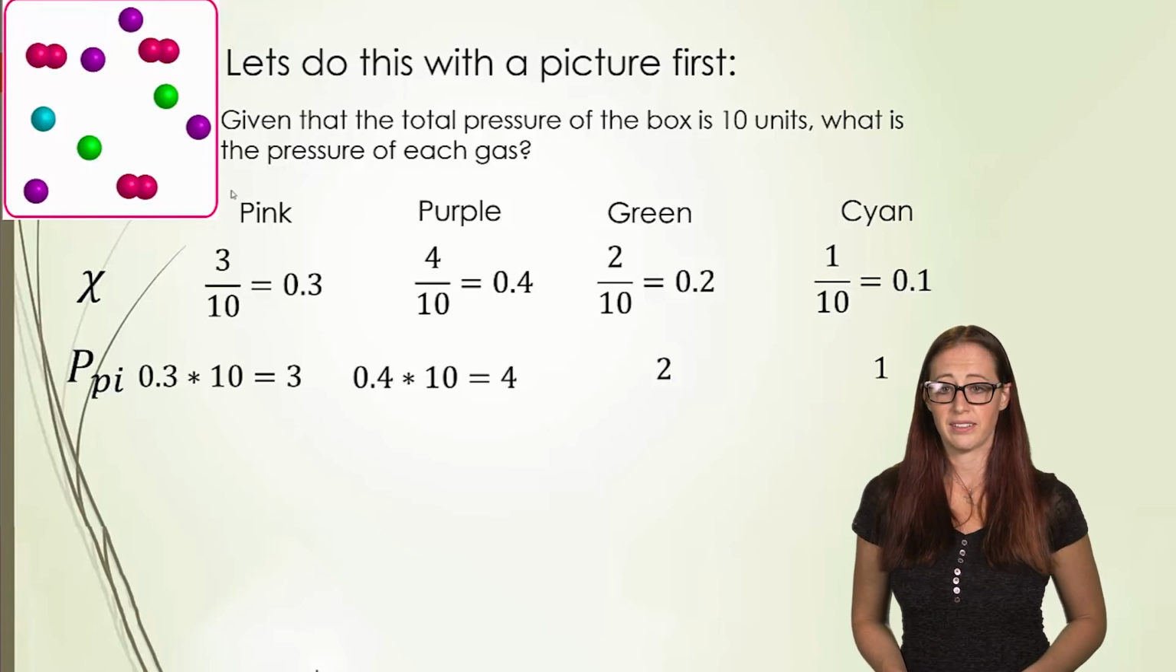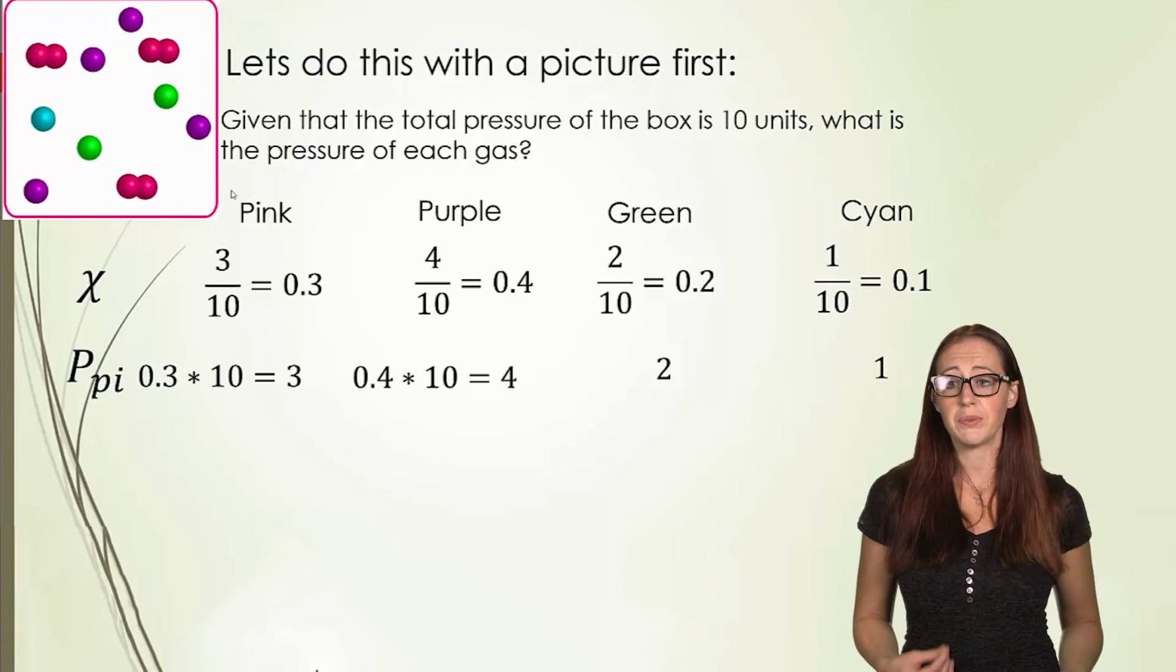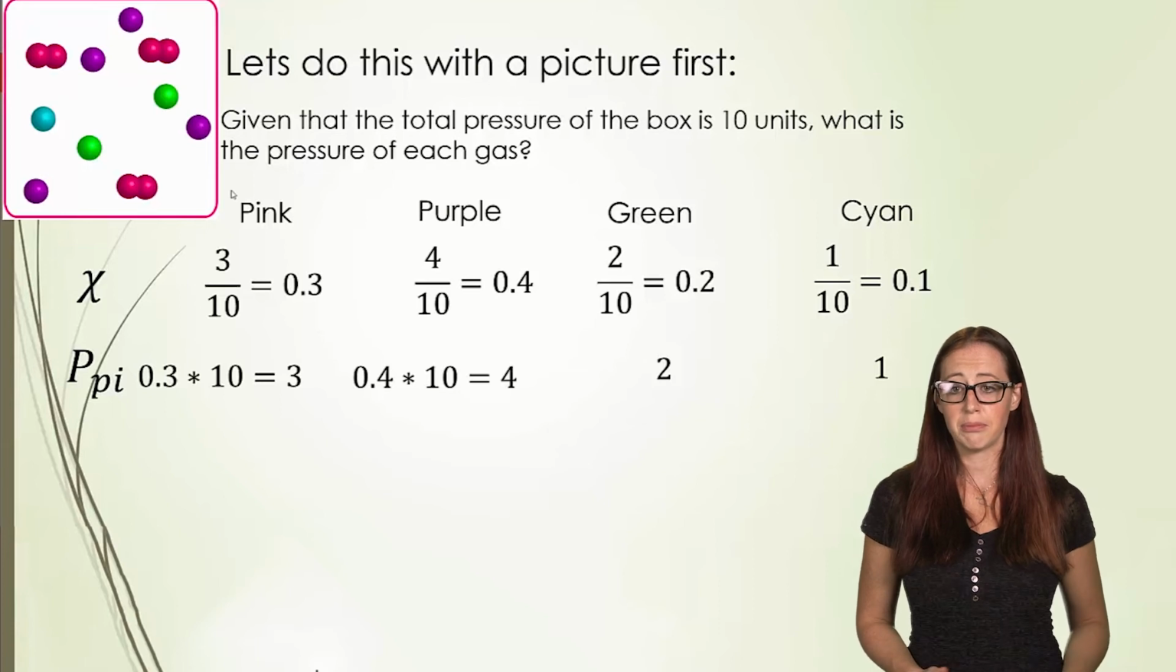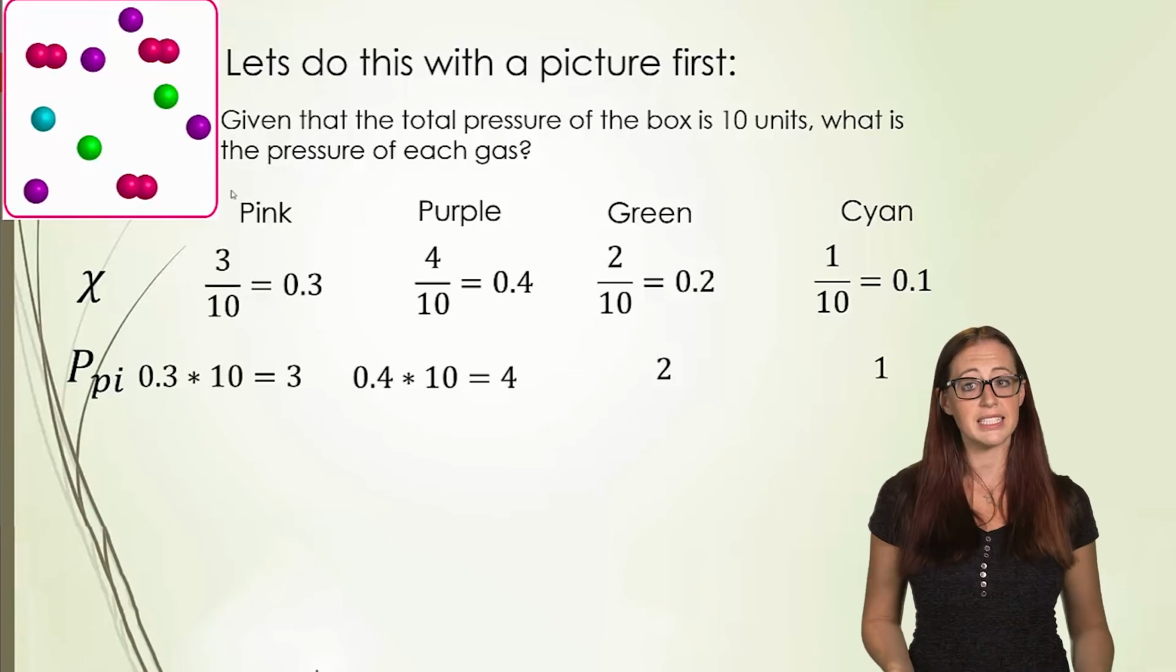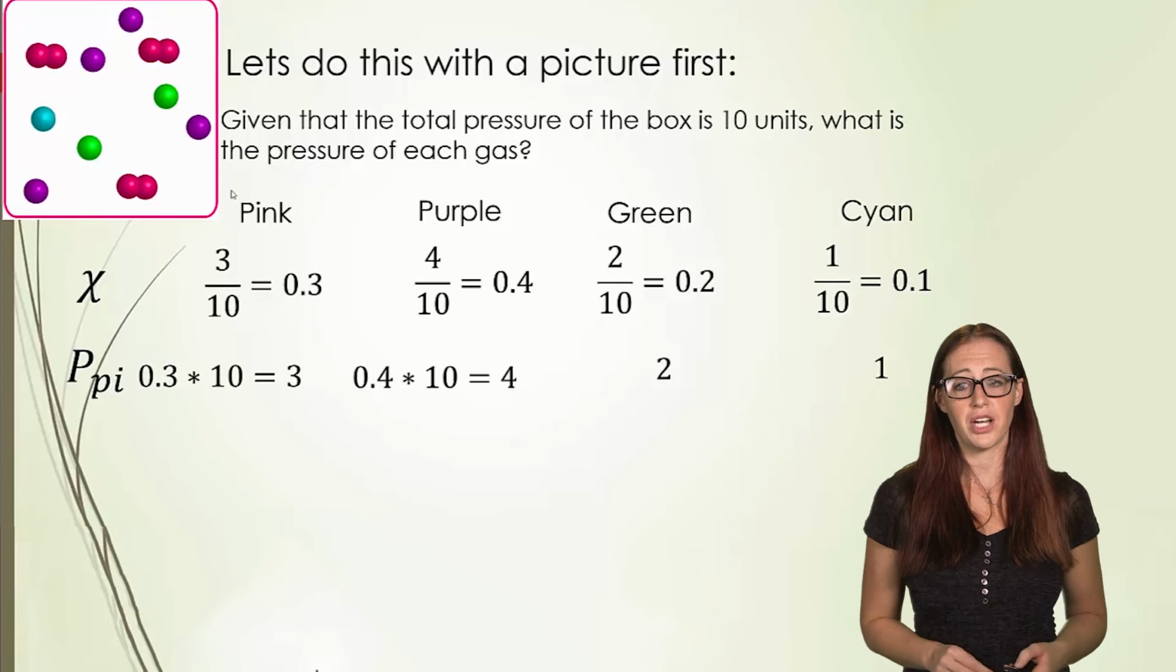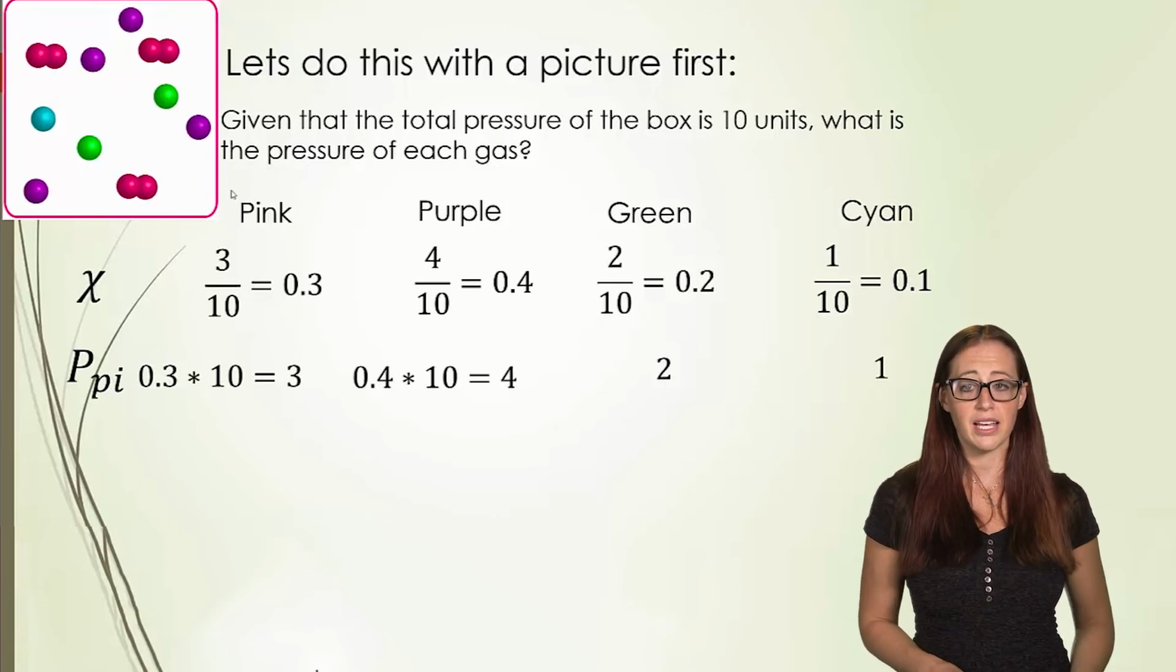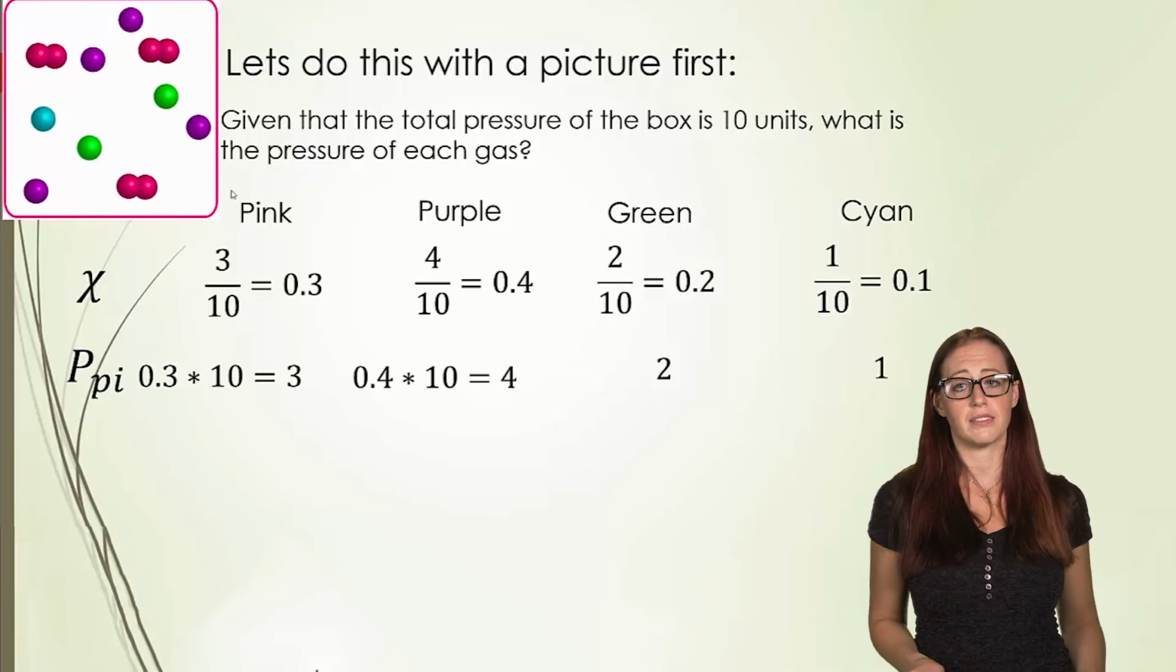Let's do one more thing. Notice what happens when you add all of these up. 3 plus 4 plus 2 plus 1 is equal to 10. And that's exactly what should happen. Your partial pressures should always add up to your total pressure, or else something has gone wrong. We're going to review in this video what we've learned, and then the following video will have all of our examples. They tend to get very long, and I thought it better to set them aside in a separate video.